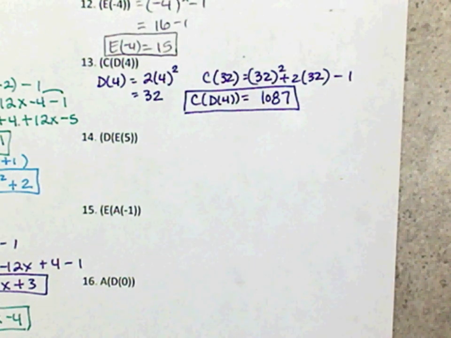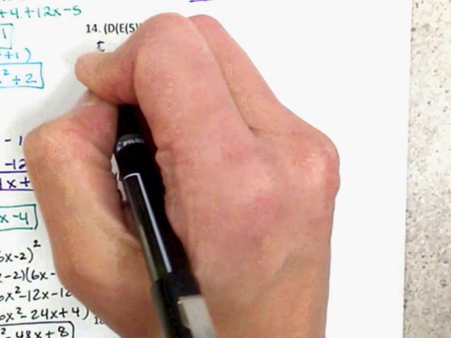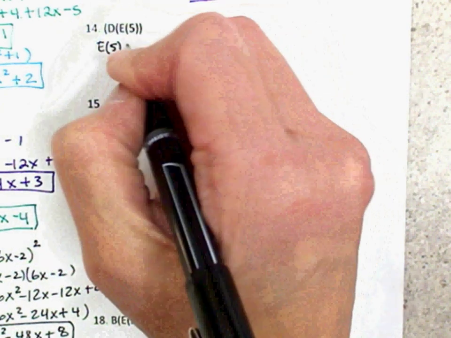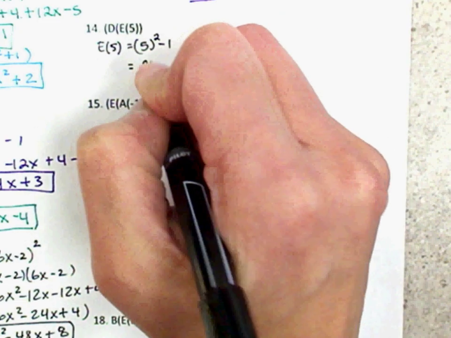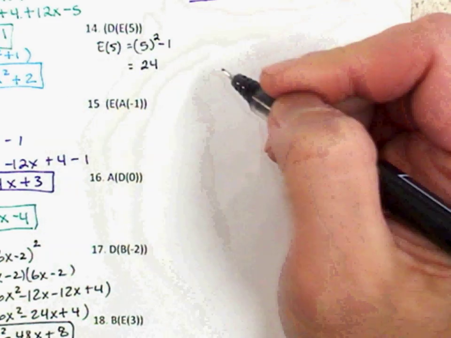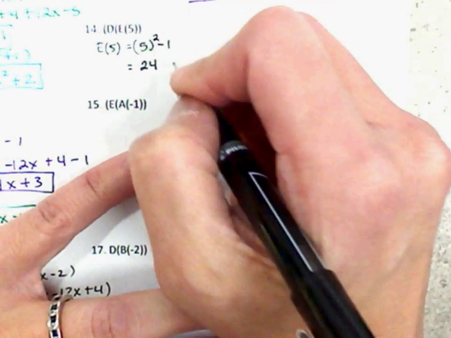Number 14, here we go. So we're going to start off with E. So I'm going to plug this in, so you have 5 squared minus 1, which comes out to be 24. Okay, so that was E of 5. And now I'm going to go plug that into D.